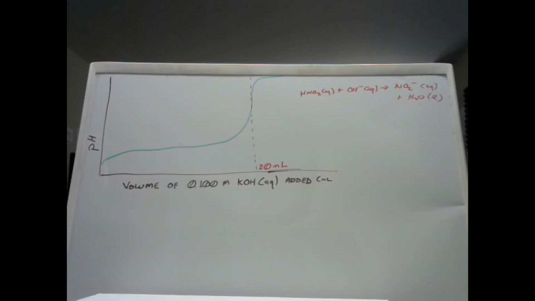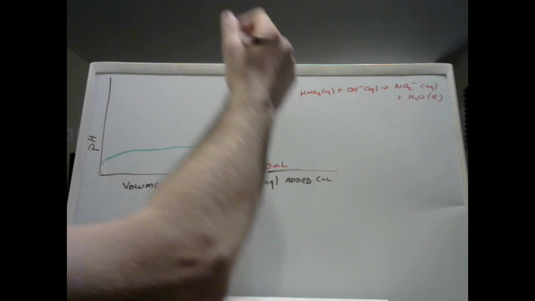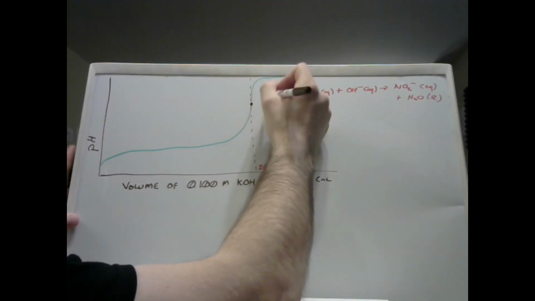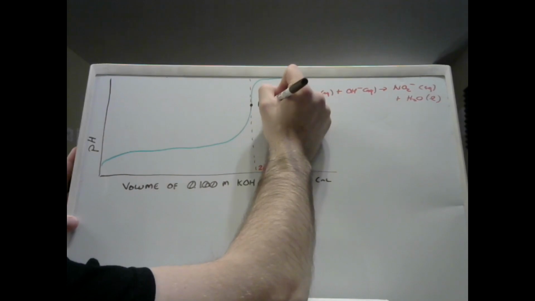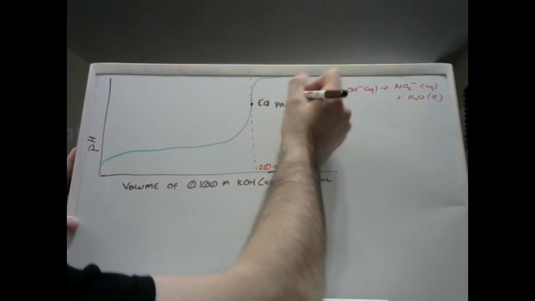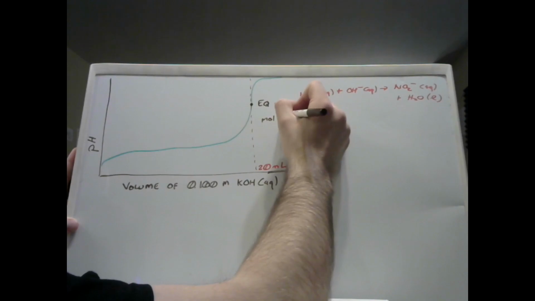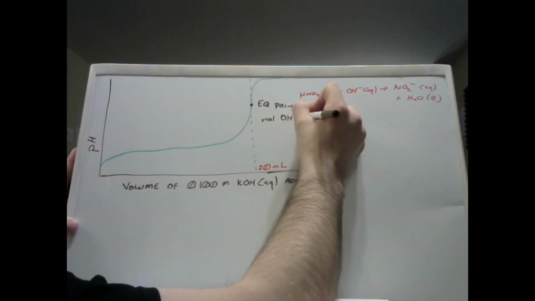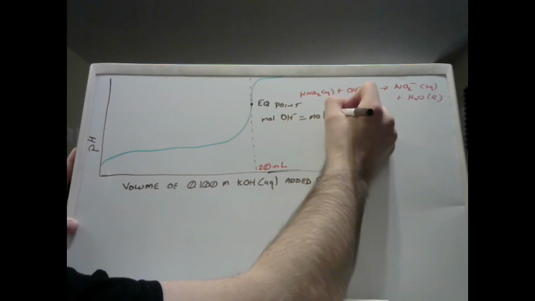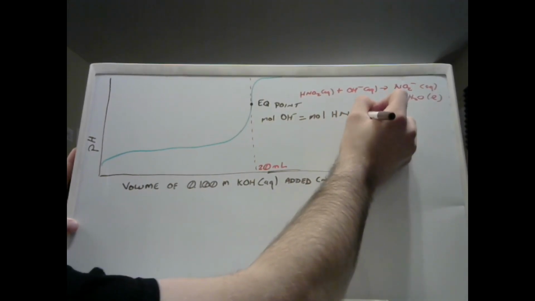Okay. So there's a lot of superfluous information here. Let's throw that out and focus on the key points. We want to find the concentration of the HNO2. We know it reacted via this reaction. And based on our graph of titrations, we know that right here at 20 milliliters, which is your equivalence point, the moles OH minus equals the moles HNO2.